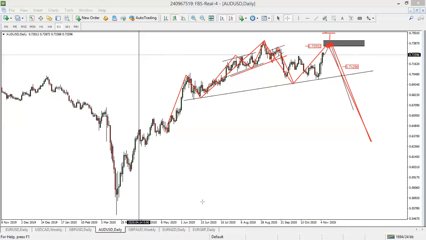So far as you calculate your position size, yeah. So that is the Aussie dollar for you. I will be short if my evidence is met over there.